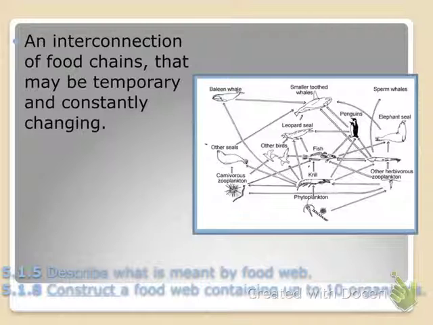All right, then from the food chain, we've got something a little bit more detailed and intricate called a food web. So 5.1.5 asks us to describe what is meant by food web. And then 5.1.8 asks us to construct a food web containing up to 10 organisms. And so a food web is just an interconnection of food chains, so many food chains in an environment and how they fit together. Food webs are constantly changing depending on the season, the types of organisms that are present and abundant. There's a lot of dynamics within a food web.